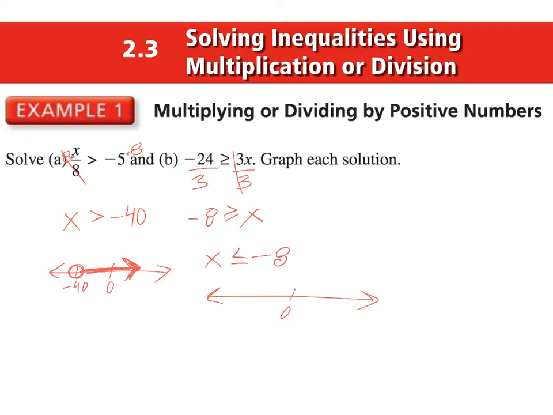So here's 0, there's negative 8. And it's a less than or equal to, so that means it's a solid dot, and we're going to the left because it's less than. So there's your graph. Going on to the next example.